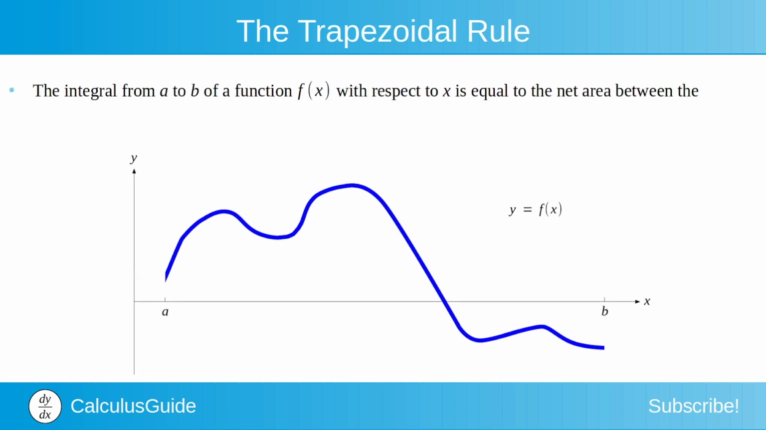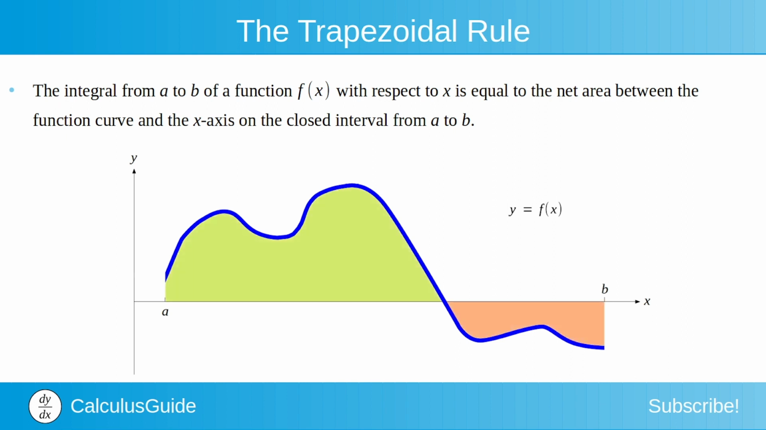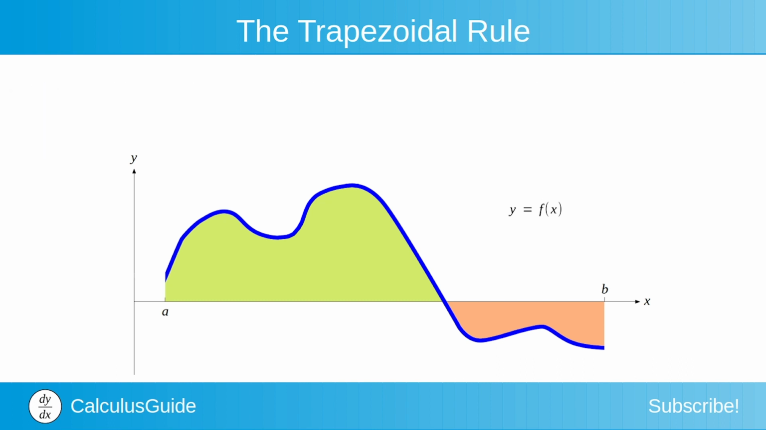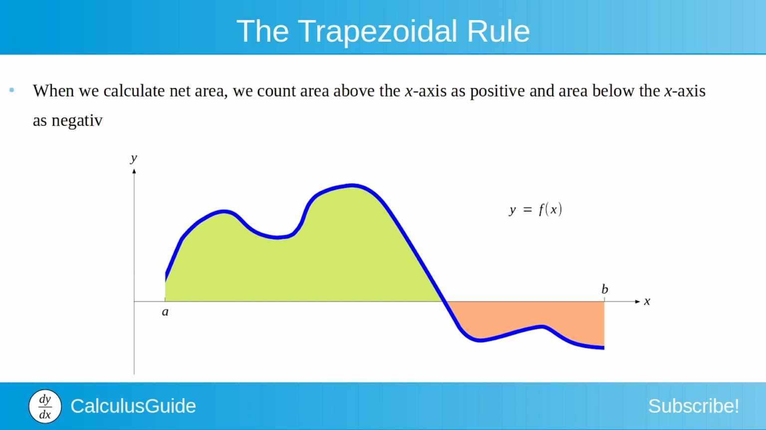The integral from a to b of a function f of x with respect to x is equal to the net area between the function curve and the x-axis on the closed interval from a to b. When we calculate net area, we count area above the x-axis as positive and area below the x-axis as negative.